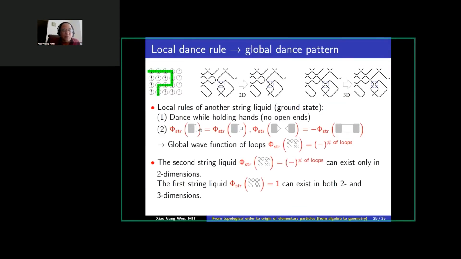For example, the string can change its shape. They can also reconnect in this way. So this kind of configuration can change into this kind of configuration with a minus sign or without a minus sign. Without the minus sign, the wave function is a superposition of all different loops. But if I put in a minus sign, it is a superposition of loops with plus and minus signs.